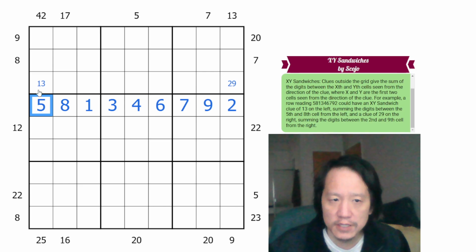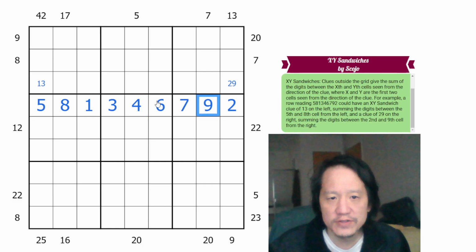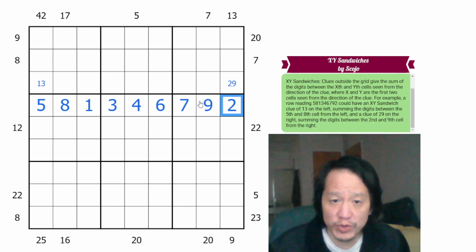sandwich clue of 13 on the left, summing the digits between the 5th and the 8th cell from the left. So that would be 5 through 8, which is 4, 6, 7, 9. It's between the 5th and 8th cell, so it would just be 6 and 7. And the clue of 29 on the right, summing the digits between the 2nd and the 9th cell. Between the 5th and the 8th cell going right would be 6 and 7, so that adds up to 13.